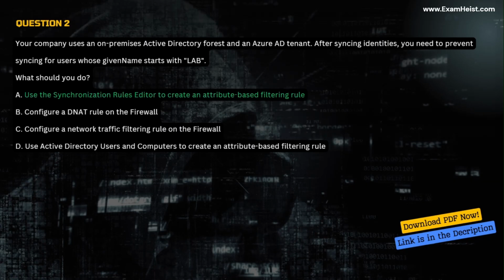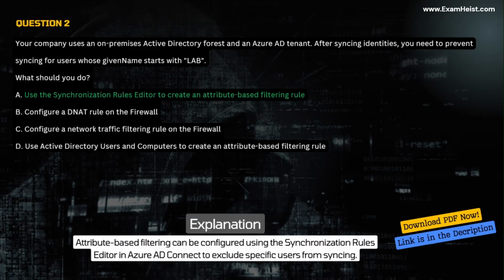Correct answer A. Use the Synchronization Rules editor to create an attribute-based filtering rule. Explanation. Attribute-based filtering can be configured using the Synchronization Rules editor in Azure AD Connect to exclude specific users from syncing.